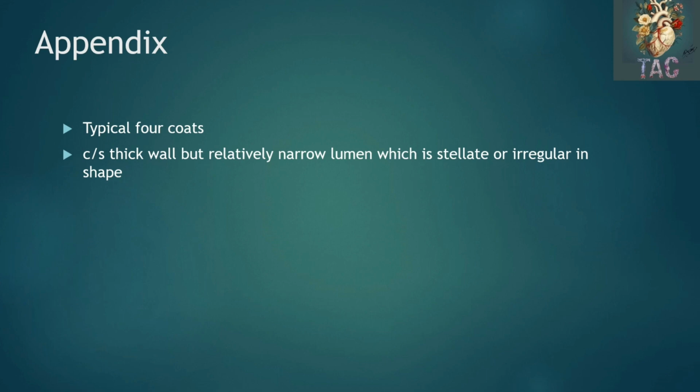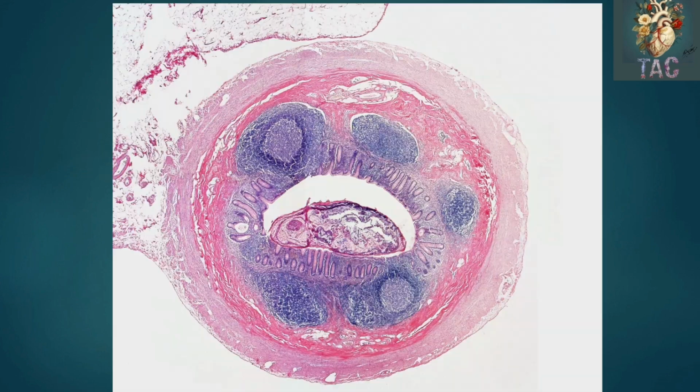Next is the appendix. The appendix lies at the junction of both the small intestine and large intestine, and it has a typical four-layered structure. The characteristic features are the thick wall but relatively narrow lumen, which is stellate or irregular in shape. So this is the cross section of the appendix. You can see the whole lumen of the appendix in the microscopy as well, which is another very important identification point for your slide as well.